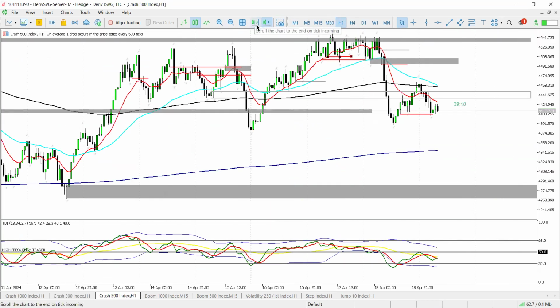Okay, let's have one position. One position on C500. Okay, C5. One sell position. So I'm going to explain my sell now.